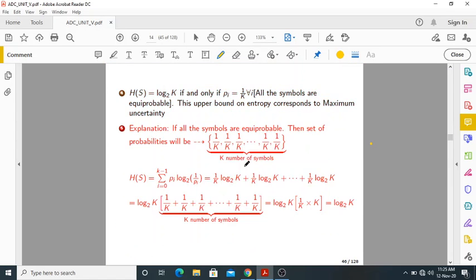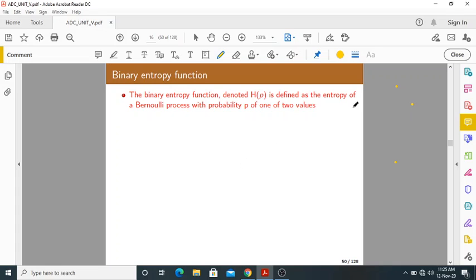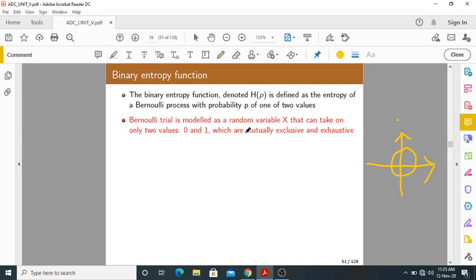Now, let me take one more concept called the binary entropy function. So here I'll take a Bernoulli process. You know already, Bernoulli process means there are only two possibilities. If you take x as a Bernoulli random variable, it can be either 0 or 1. So x is a Bernoulli random variable which takes on only two values. Now, the probability that x equal to 1 is p, and the probability that x equal to 0 is obviously 1 minus p.